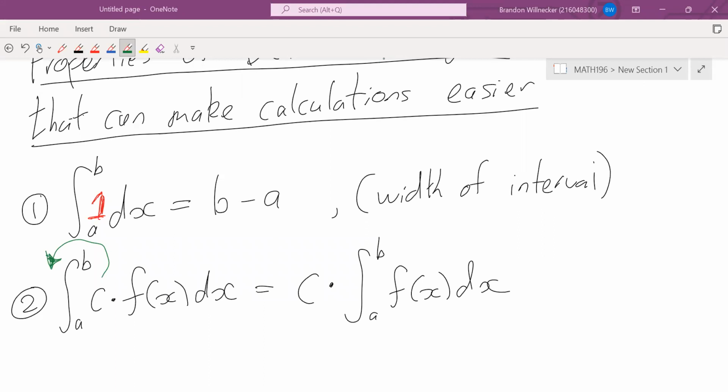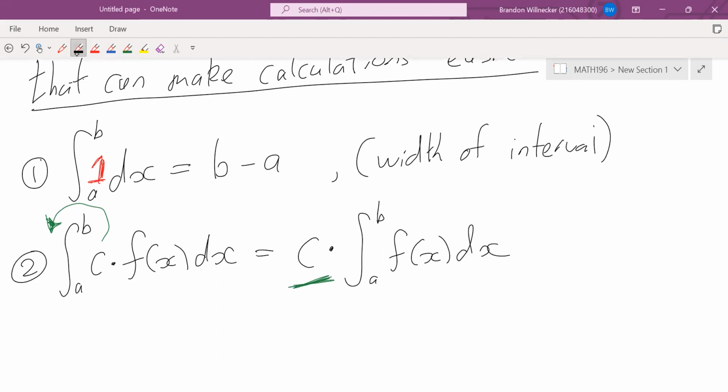So sometimes that helps. If you have some constants multiplying your function, it's easier to take them out of the integral, do all your working, and then multiply them afterwards. So sometimes that's helpful.